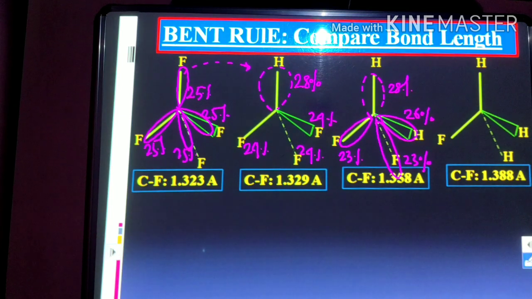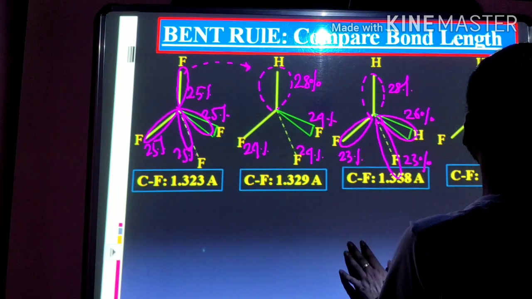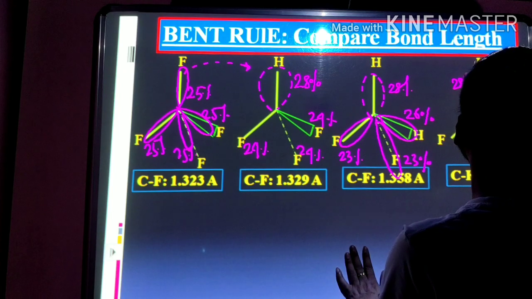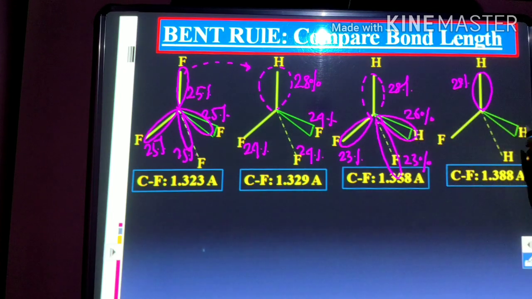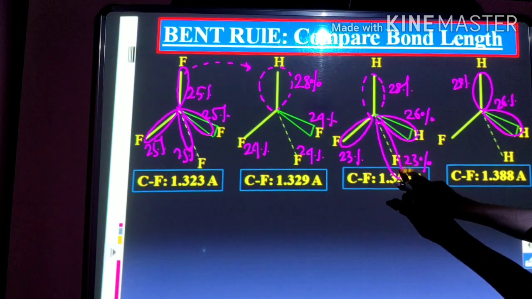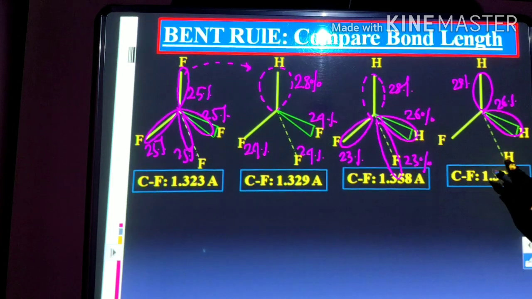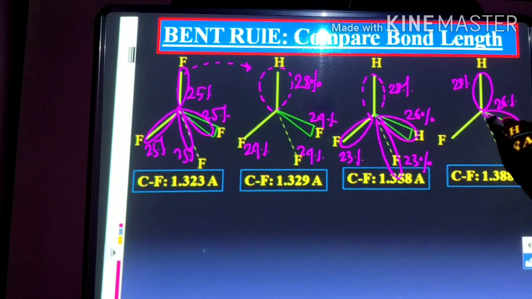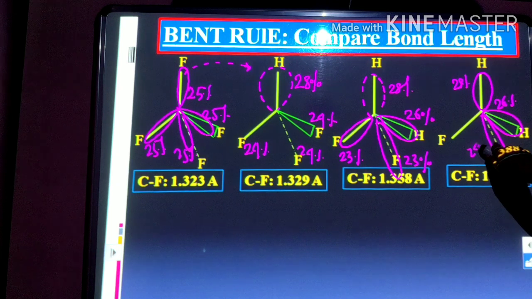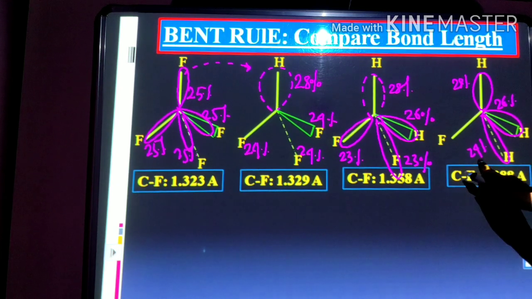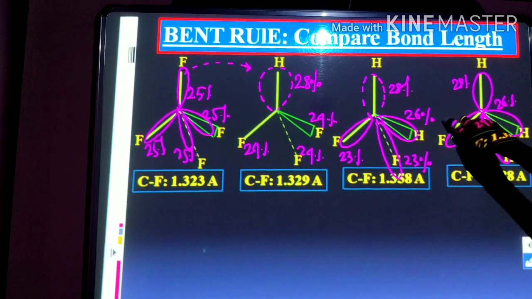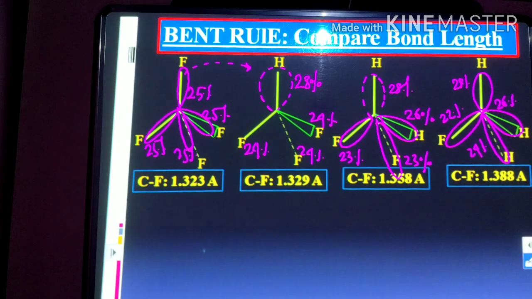No problem. Now keep it here 28%, don't disturb here. Here it's 26%. Now if you again replace this one by H, say here 24%, then what will happen? It will be 22%.